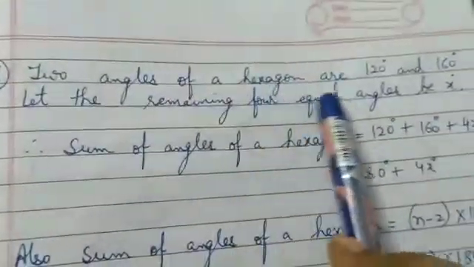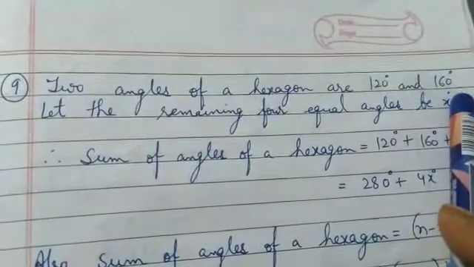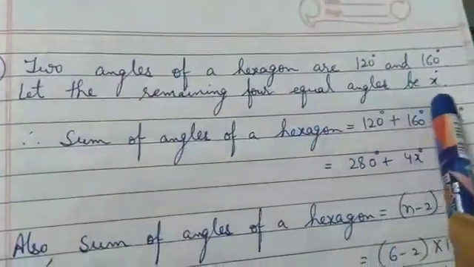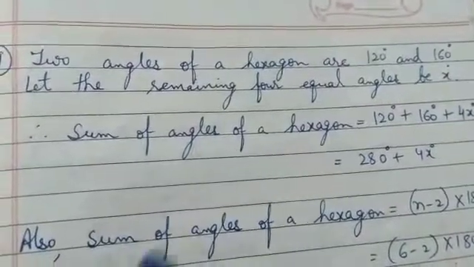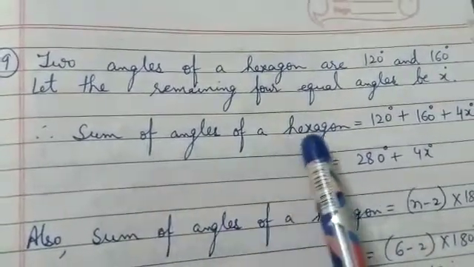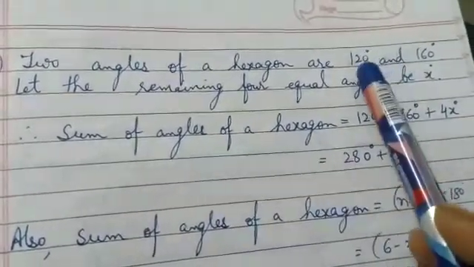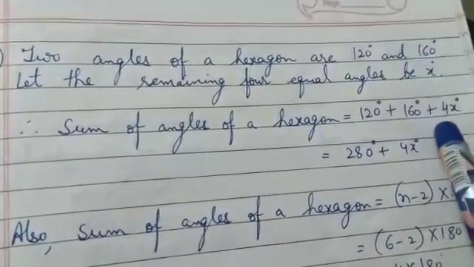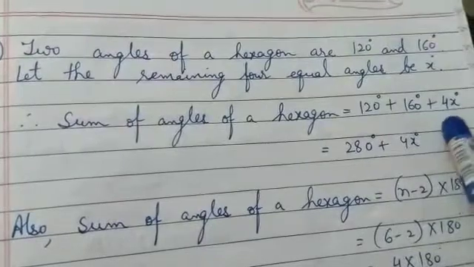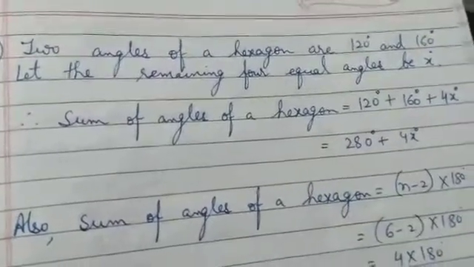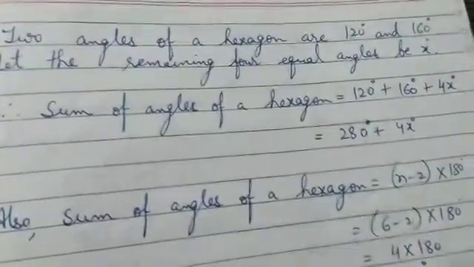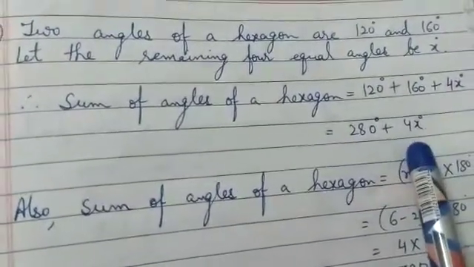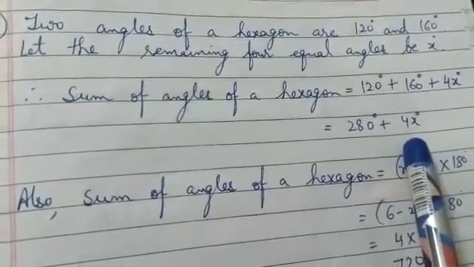So two angles of a hexagon are 120 degree and 160 degree. Let the remaining four equal angles be x degree. So the sum of angles of a hexagon is 120 degree plus 160 degree plus 4x. So see children, here no need to write x plus x plus x plus x four times. Directly you can write 4x. So the sum is 280 degree plus 4x.